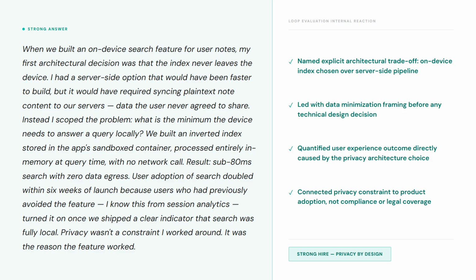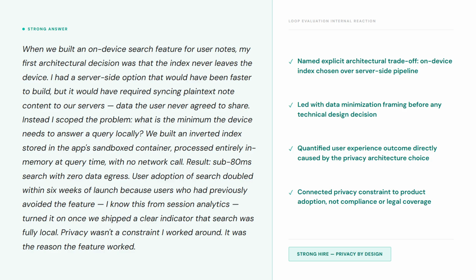Named explicit architectural trade-off, on-device index, chosen over server-side pipeline, led with data minimization framing before any technical design decision, quantified user experience outcome directly caused by the privacy architecture choice. Connected privacy constraint to product adoption, not compliance or legal coverage. Notice what changed. Privacy didn't constrain the answer.